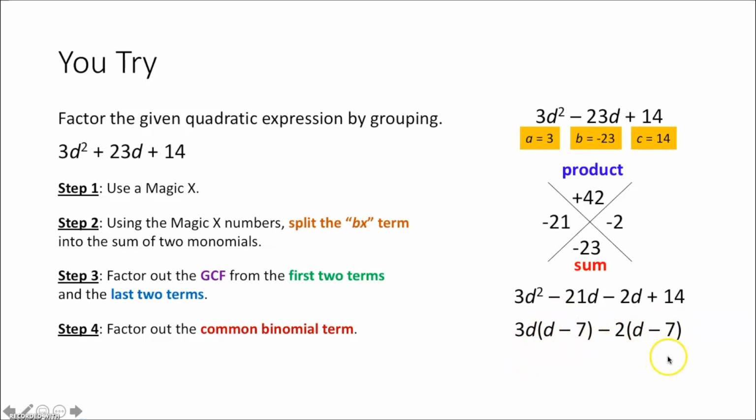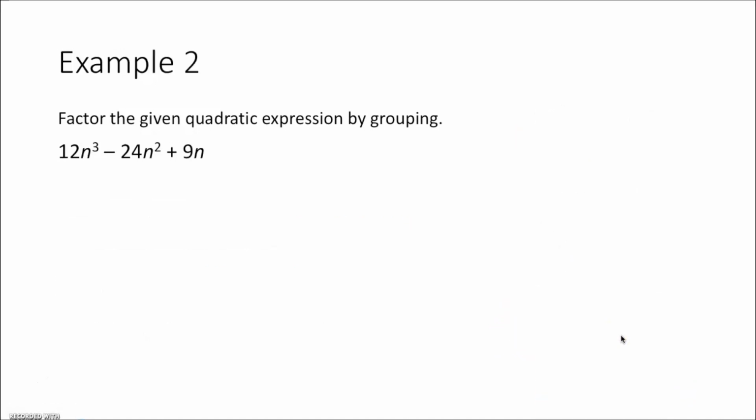And in the second set of parentheses, we put our greatest common factors, which would be 3d minus 2. Boom, done. Example 2, we're going to factor the given quadratic expression by grouping, so just the same. Here, is there a GCF we can factor out in the beginning? Yeah, it actually looks like there is now.